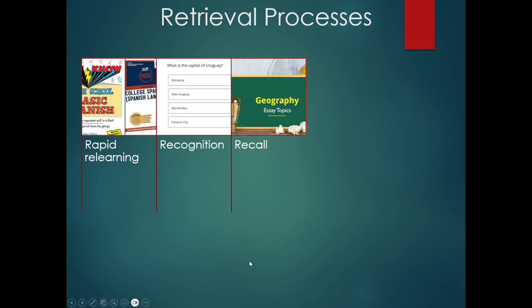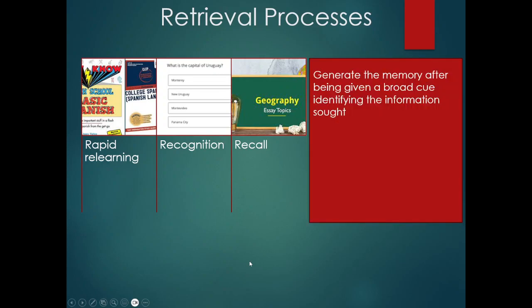I just ask them to recall the information. So you're given some kind of broad cue. Write down as many of the words as you can recall in any order that identifies the information that's being sought. So in everyday life, somebody might be like, oh man, what was the name of that restaurant we went to? And the goal is for you to recall it, right? For you to be able to produce a recollection of exactly which restaurant you went to.